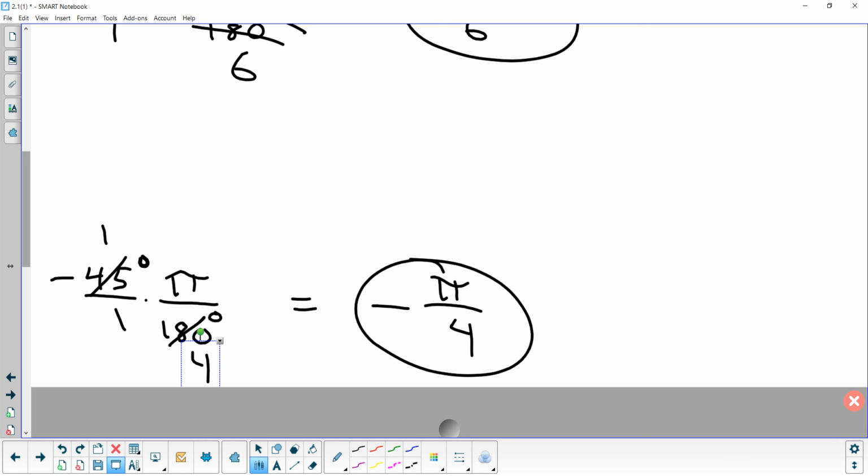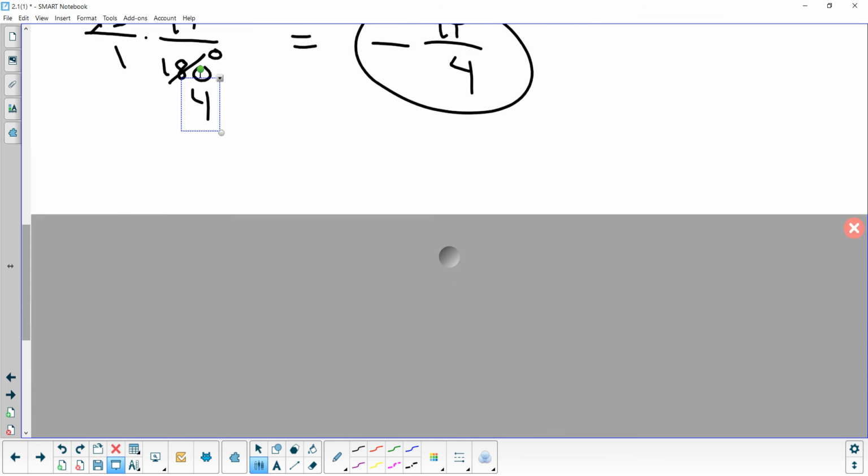And so those are all examples of finding an exact answer. Let's do one where we round.